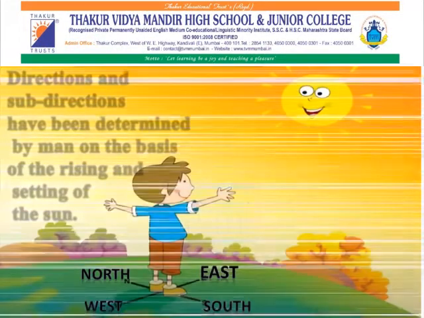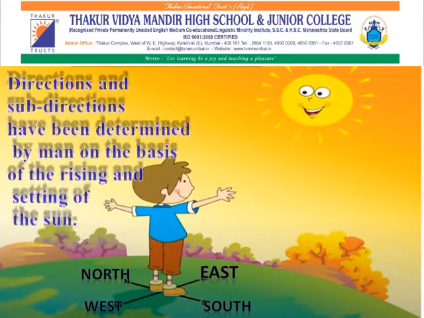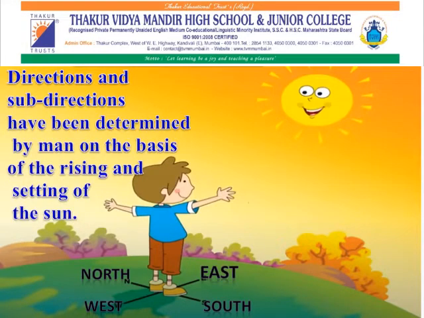Kids, directions and subdirections have been determined by man on the basis of the rising and setting of the sun. Students, we are able to find out the directions and the subdirections only because of the position of the rising and setting of the sun.